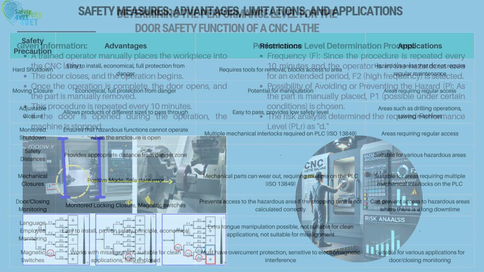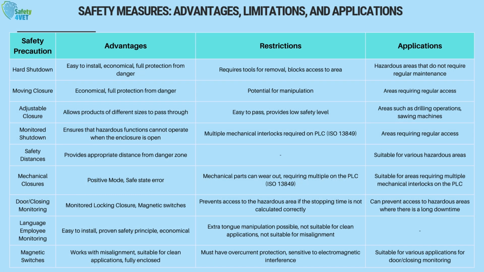This table outlines the advantages, limitations, and application areas of different safety measures. While fixed enclosures are easy to install and cost-effective, they restrict access to certain areas. Movable and adjustable enclosures offer flexibility for different applications, but may provide lower safety levels. Monitored enclosures control dangerous functions, but require additional equipment. Mechanical and magnetic switches offer more complex and reliable safety systems, but may require regular maintenance and additional protective measures.